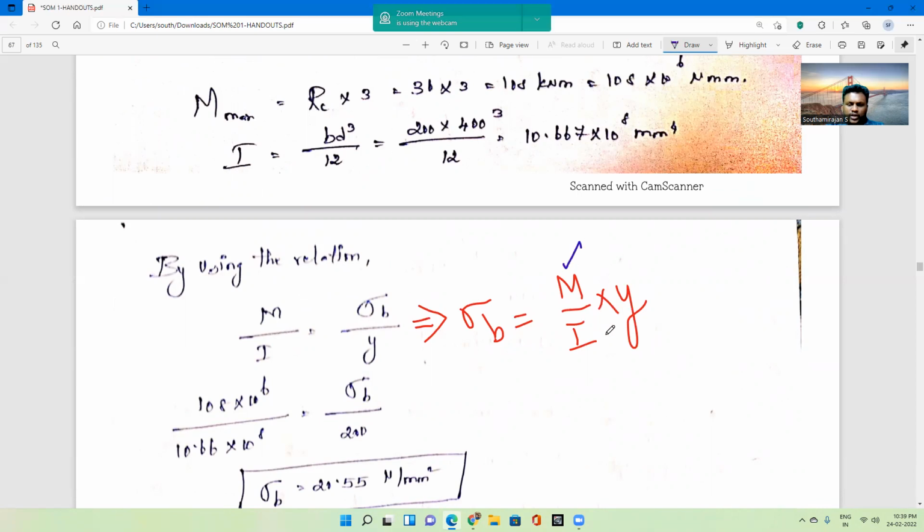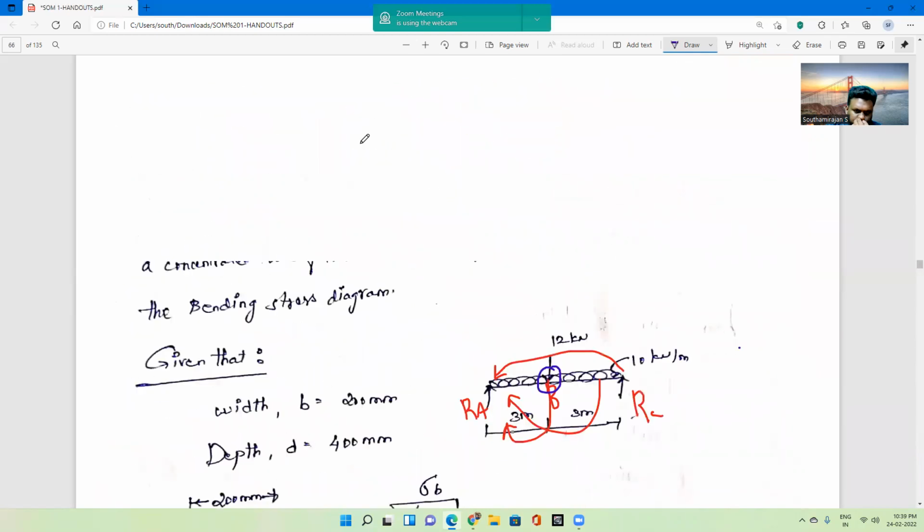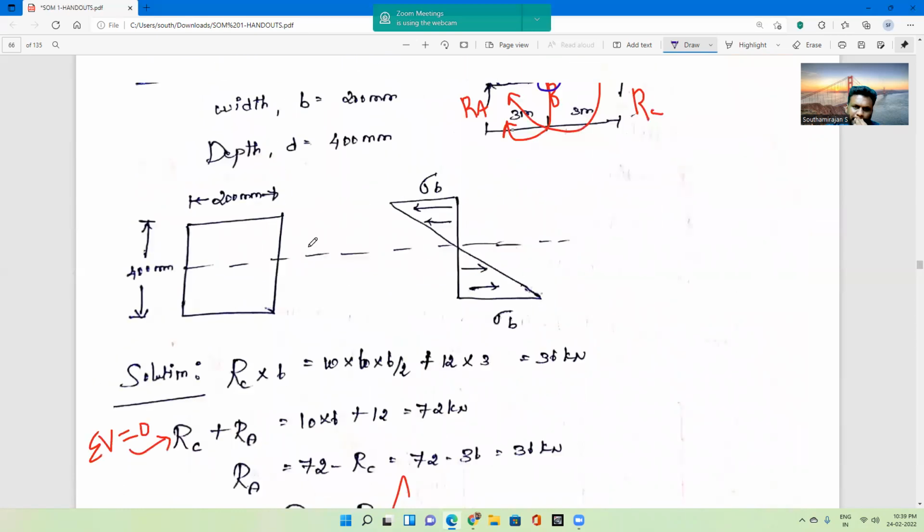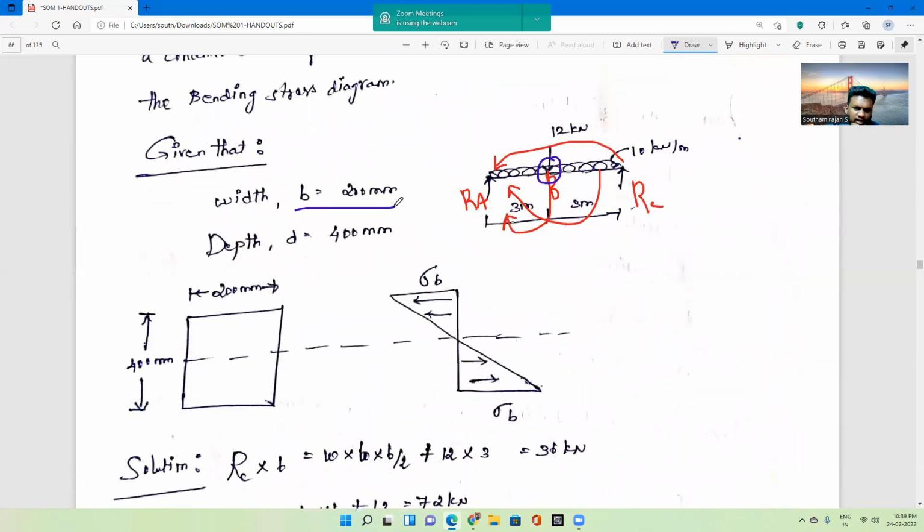Next, we will calculate the moment of inertia, the I value. So moment of inertia I equal to B d cube by 12. We know the cross section. 200 will be the breadth value, followed by 400 will be the depth value.